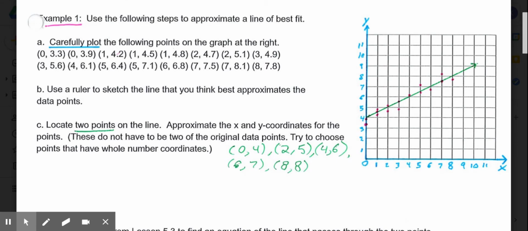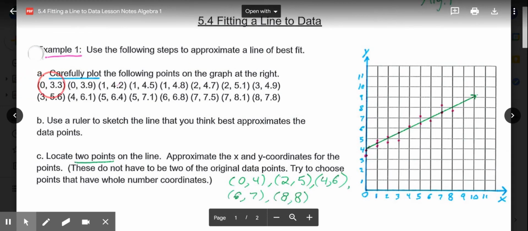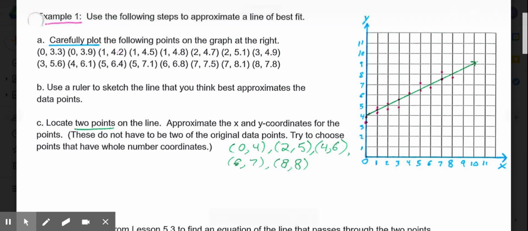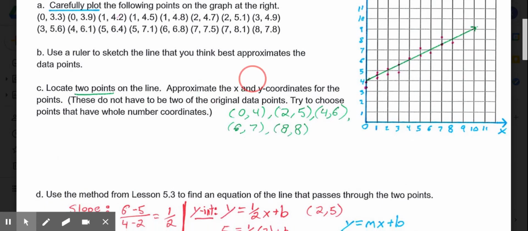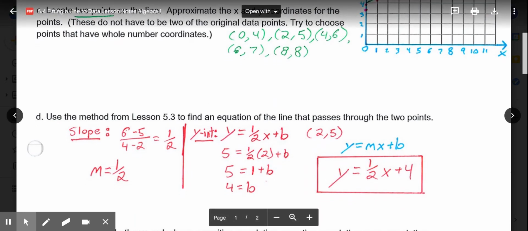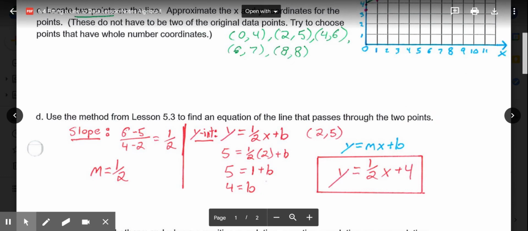Once you have those 2 points, then we can do what we did in lesson 5.3 and write our equation. So first thing to do, plot all your data. Second thing is use a straight edge or a ruler to draw a line that best approximates or splits the data in half. Locate 2 points on that line, so we have the X and Y coordinates for the ordered pairs. And then we come down to part D here, which is going through the steps in 5.3 to write our equation that passes through the 2 points.